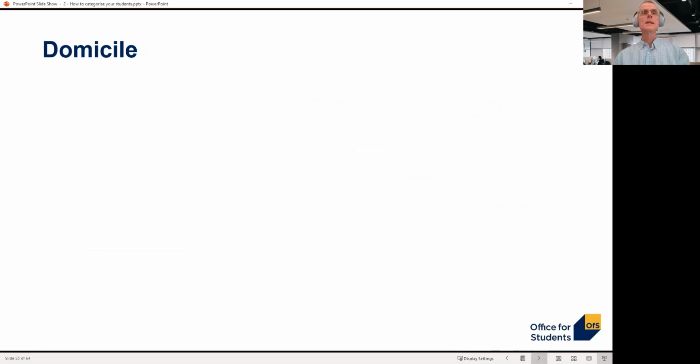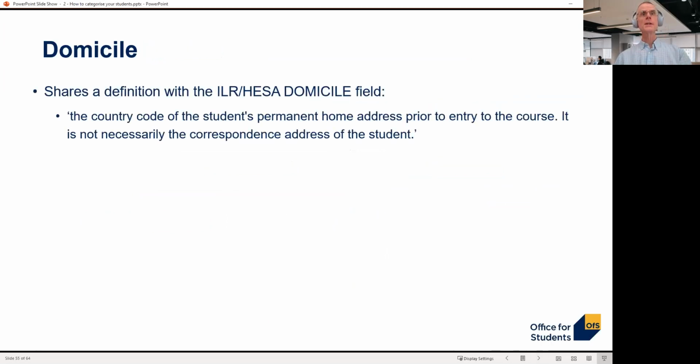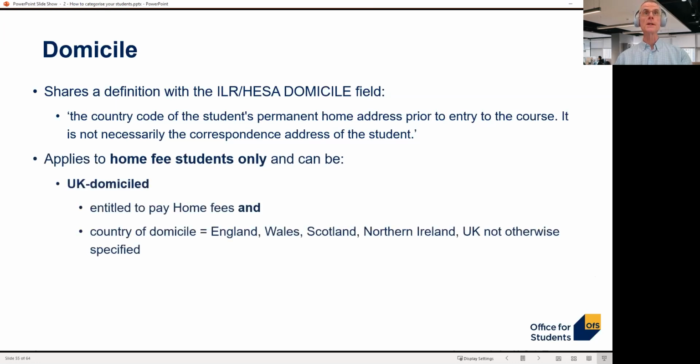Domicile, we share a definition with the ILR or HESES domicile field, which is the country code of the student's permanent home address prior to entry to the course, not necessarily the correspondence address of the student. This applies to home fee students, and it can be UK domicile, which is where you're entitled to pay home fees, and your country of domicile is England, Wales, Scotland, Northern Ireland, or otherwise not specified in the UK, and other, which is the rest.